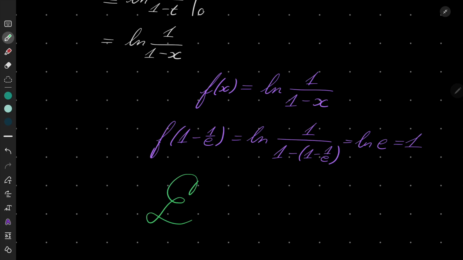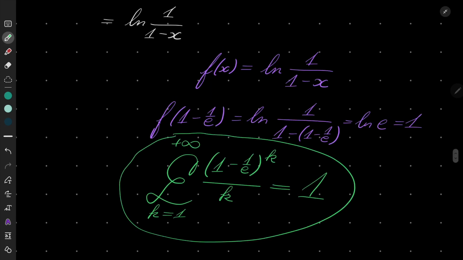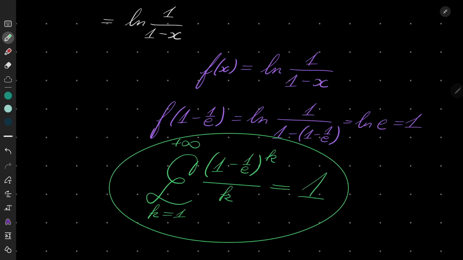The series, which goes from k equals 1 to infinity, of (1 minus 1 over e) to the power of k over k, happens to be equal to 1. And that closes our solution.